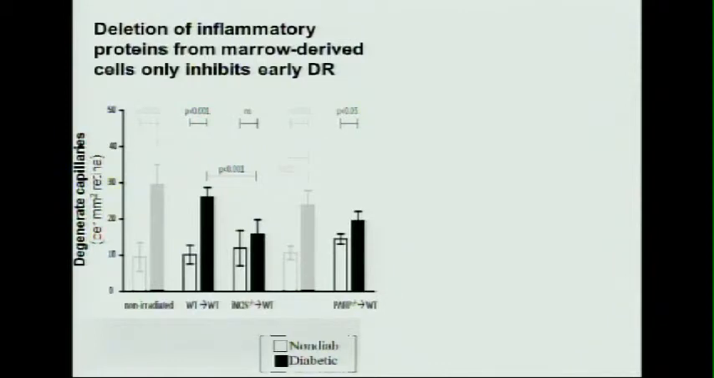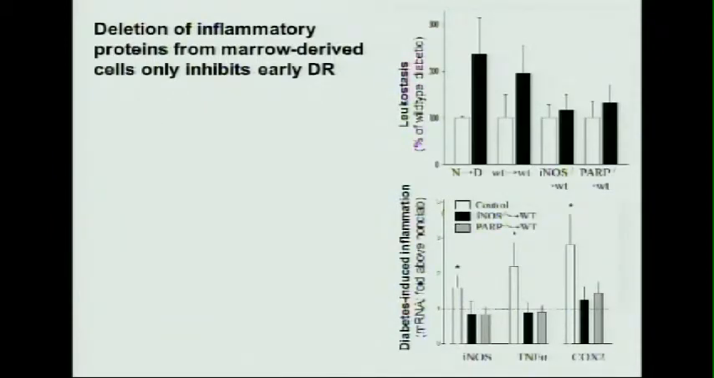This is just another example using a different inflammatory protein. Again, this capillary degeneration is very significantly inhibited. White blood cell adhesion to the blood vessel is a classic marker of inflammation. These are the two controls here, and basically this inflammatory response is totally missing if we take out the inflammatory proteins only from the white blood cell. Same thing here, just another example.